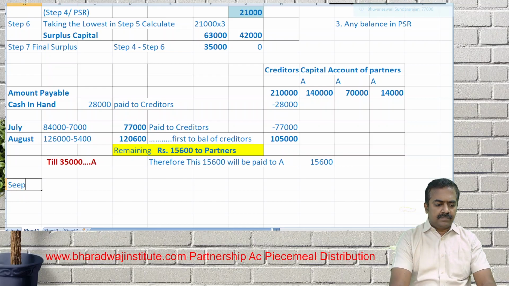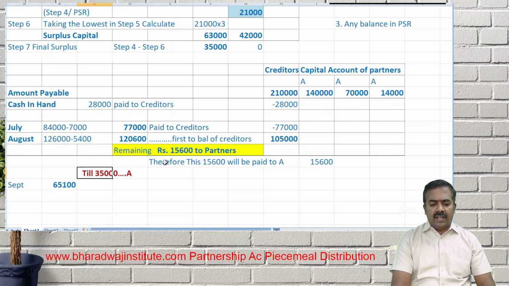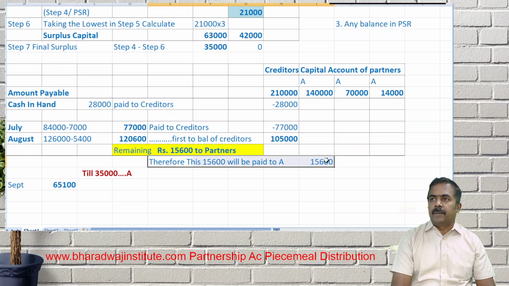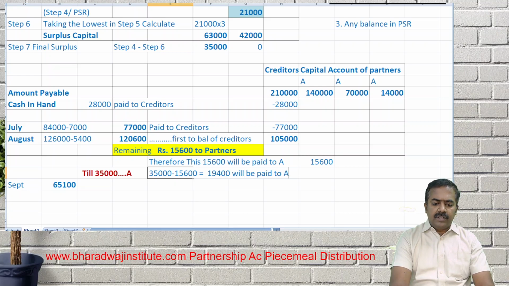September month, how much net? 65,100 we get, right? Wait, look. Till 35,000 it can be paid only to A. So already 15,600 is paid. Who has it been paid to? It has been paid to A. So 35,000 minus 15,600, how much is still remaining? 19,400 will be paid to A only.